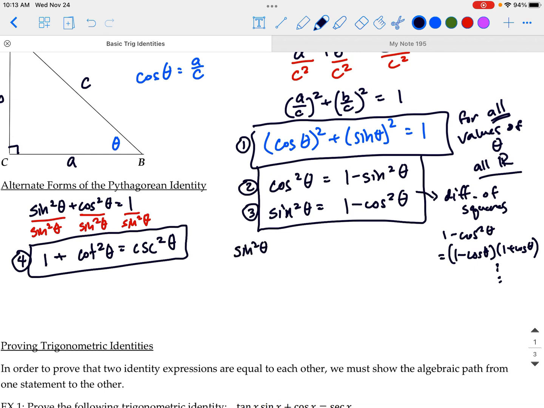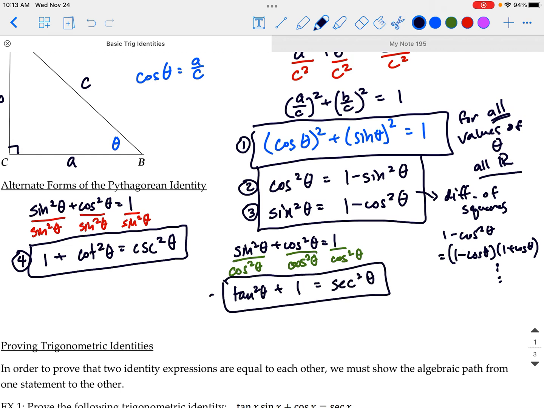And what we'll notice is we could do the same thing with cosine squared. So we'll divide everything by cosine squared. And what we'll end up with in this case is going to be tangent squared, because I have sine squared over cosine squared, plus 1, and then 1 over cosine squared is secant squared. So from this one Pythagorean identity, we actually have 5 variations.